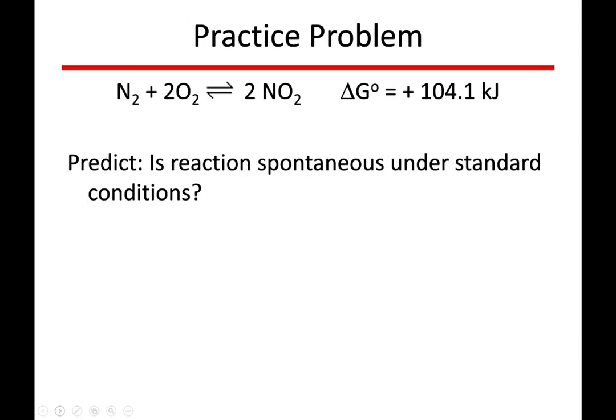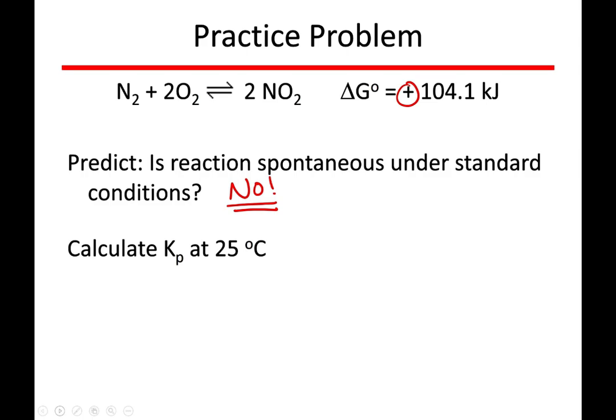We could take a look at another example where we convert a value of delta G standard to a K value. So here we have the reaction N2 plus 2O2 is at equilibrium with 2NO2. We're told delta G standard is positive 104.1 kilojoules. So think about whether this reaction is spontaneous or not at standard conditions. Since the value of delta G standard is positive, this reaction is not going to be spontaneous at standard conditions.